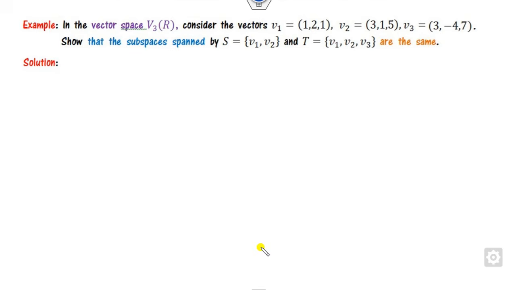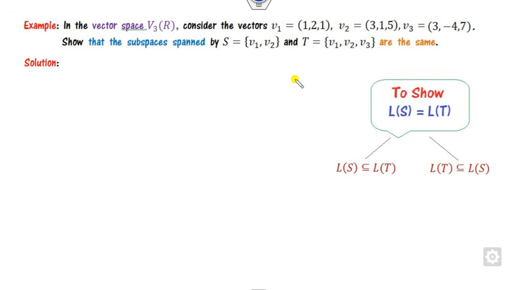Check whether the linear span of S and the linear span of T are the same or not. This is the target behind that. So how can you prove that? Since these are sets, you have to say L(S) must be contained in L(T), and L(T) must contain L(S). That's a very simple task out there. What is the S?